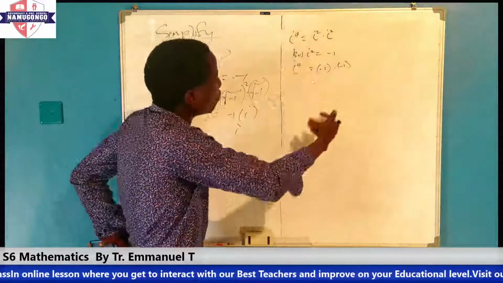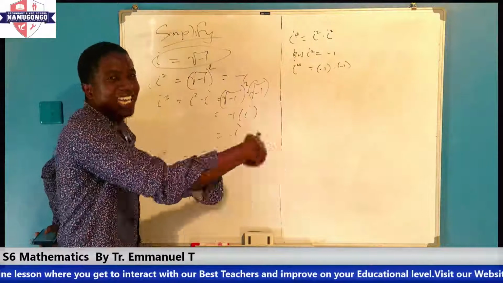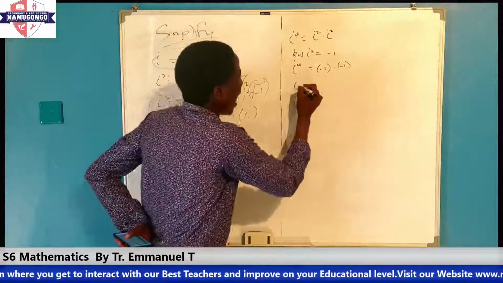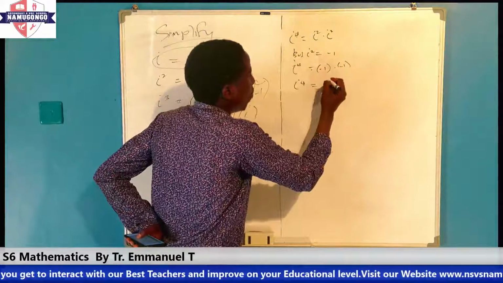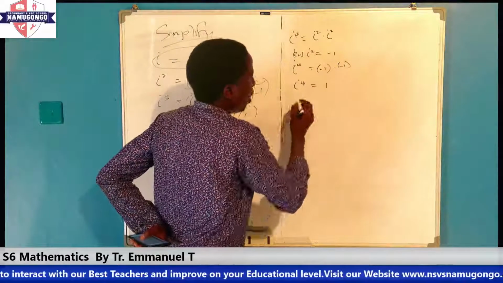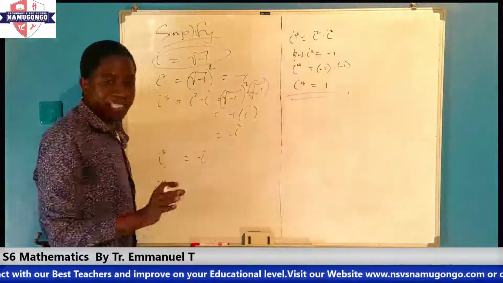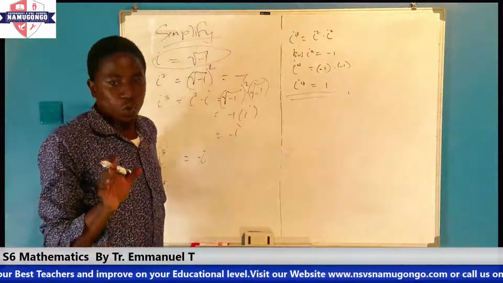This is how we continue manipulating these powers of i until infinity. So it means that i power 4 will be equal to negative times negative, that is positive. So i power 4 is equal to 1.